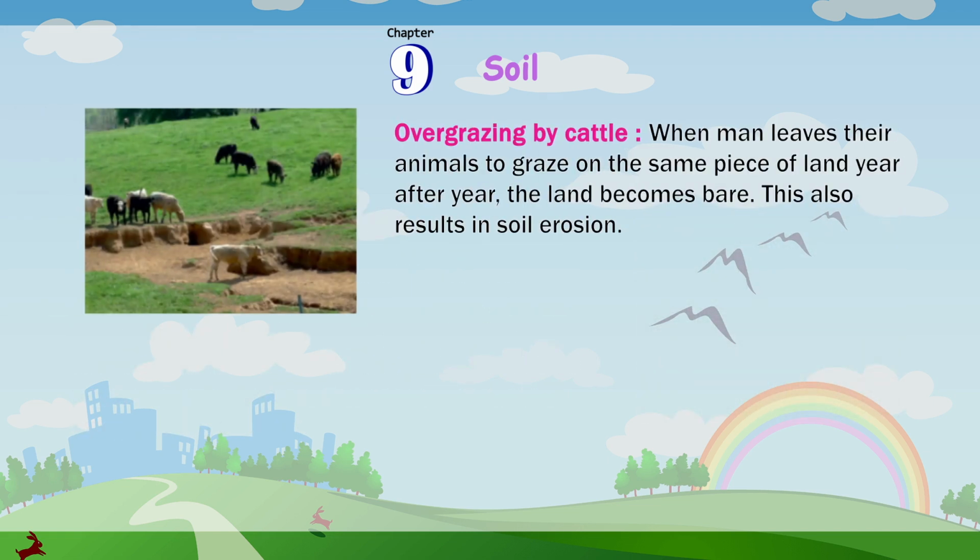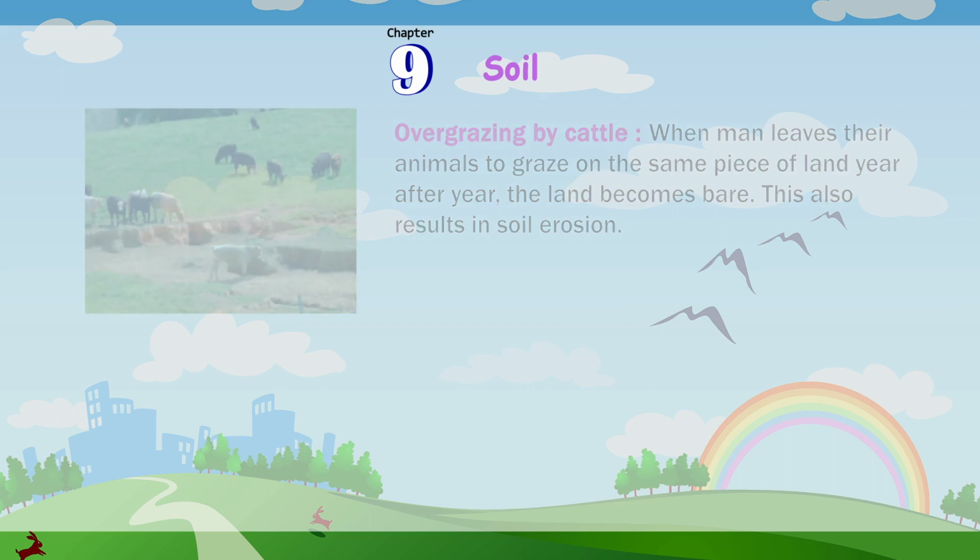Overgrazing by cattle. When man leaves their animals to graze on the same piece of land year after year, the land becomes bare. This also results in soil erosion.